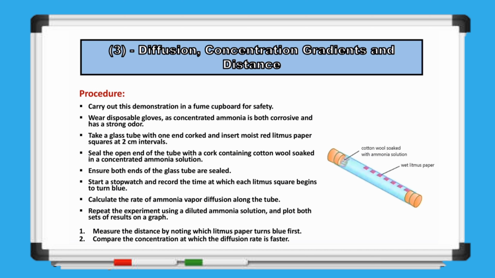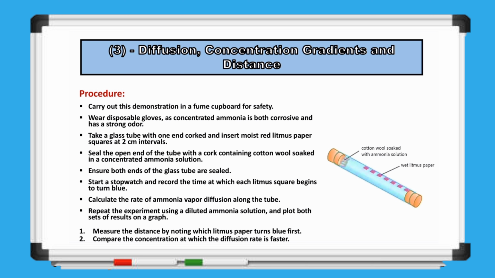Next, in this investigation, we will explore the concepts of diffusion, concentration gradients, and the effect of distance on the rate of diffusion. The experiment involves using ammonia to observe how its vapor spreads through a glass tube. To begin, it is crucial to conduct the demonstration in a fume cupboard for safety, as ammonia is both corrosive and emits a strong odor. Additionally, disposable gloves should be worn to protect your hands during the experiment.